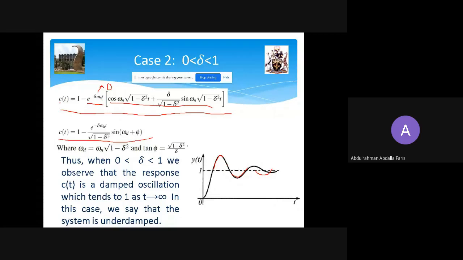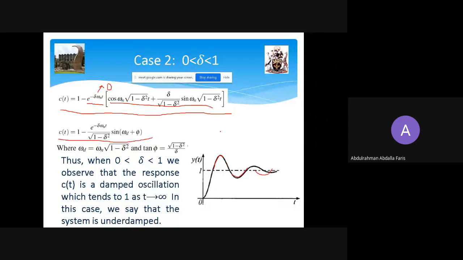Then we'll have c of t is 1 minus 0. c of t is equal to 1, as you can see here. We observe that the response c of t has oscillation, but they are damped, and it tends to 1 as t tends to infinity because of this factor here. So we say this system is underdamped system.